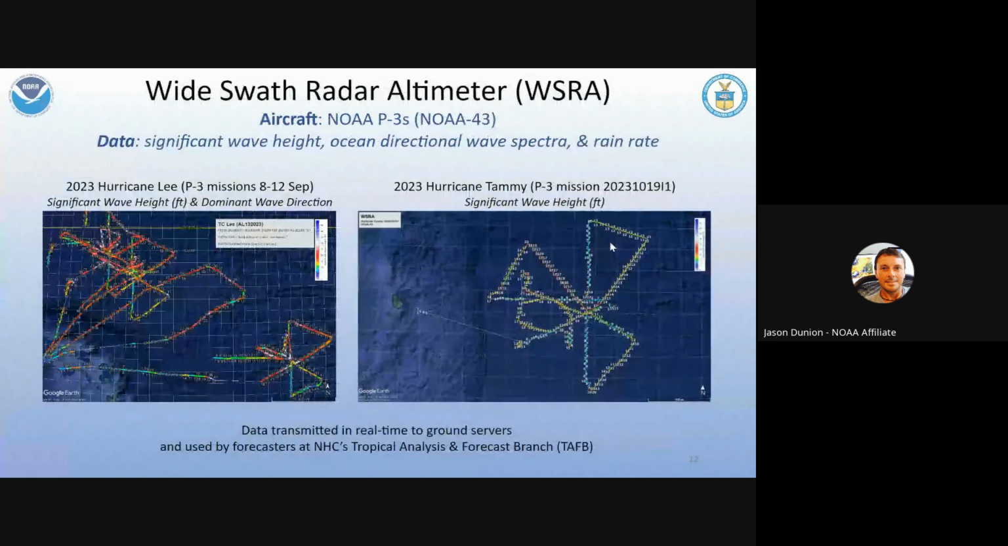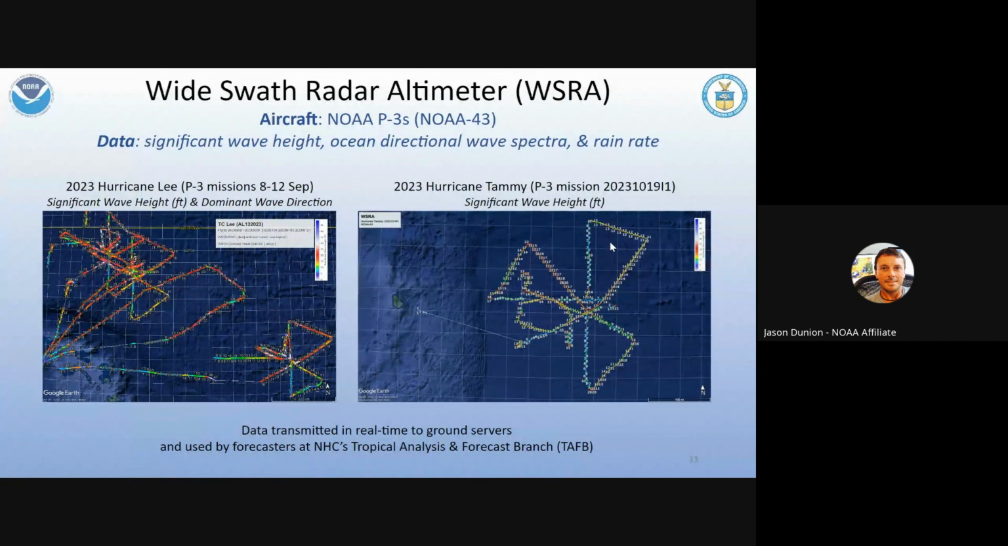Next. Just WSRA, really quickly, Hurricane Lee on the left, several of our P3 missions, and Hurricane Tammy on the right, giving us significant wave heights. All that data is going to ground servers, and it's being used by TAFB in real time, which is great to see.